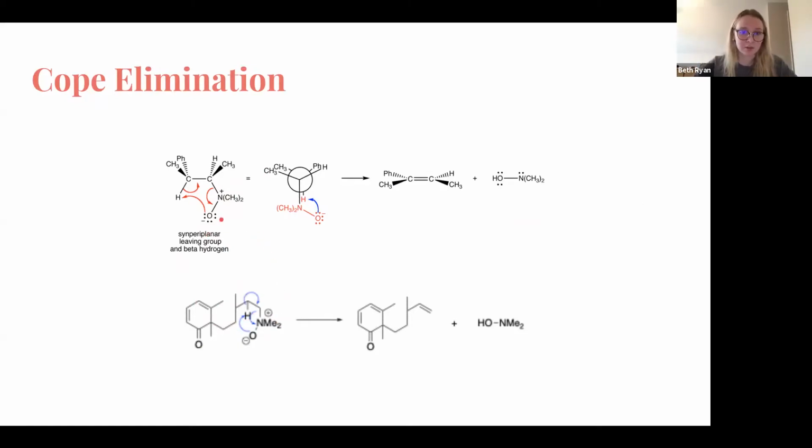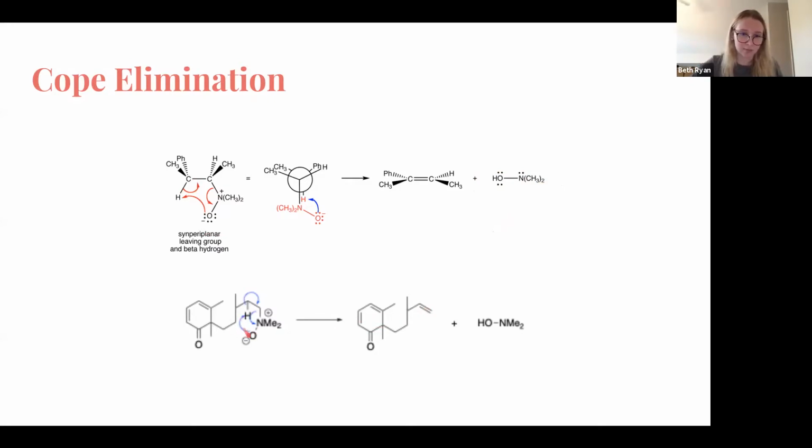But this is essentially what happens. It's 6 electrons moving. The oxygen, which is negative, attacks and takes this hydrogen off to the side, the syn-periplanar beta hydrogen. Then its electrons move to form that double bond to make the alkene. And then the nitrogen breaks away from the carbon of the alkene. That's how you get this dimethylhydroxylamine over here, and that's forming the alkene.